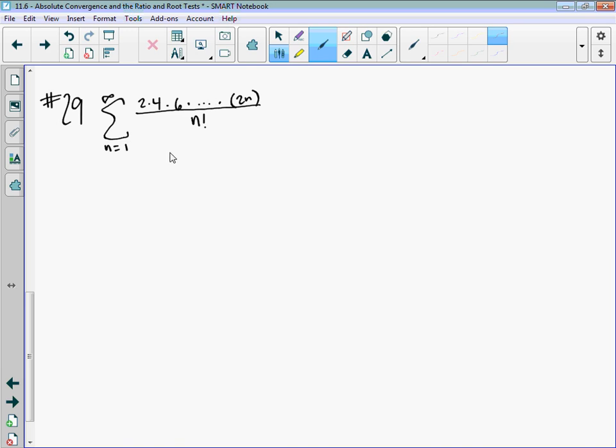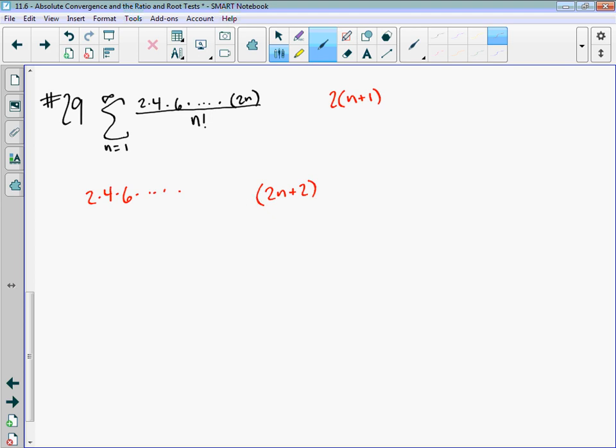So we're still going to do our a sub n plus 1 and multiply by the reciprocal of a sub n. So let's start with that. Our a sub n plus 1 is still going to be 2 times 4 times 6 times dot dot dot times, and what's our very last term going to be? It's really going to be 2 times n plus 1, isn't it? Which is 2n plus 2.